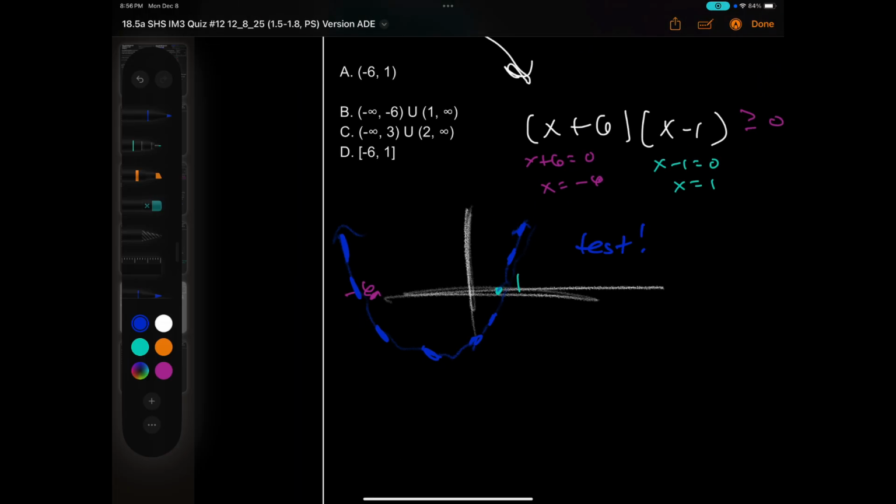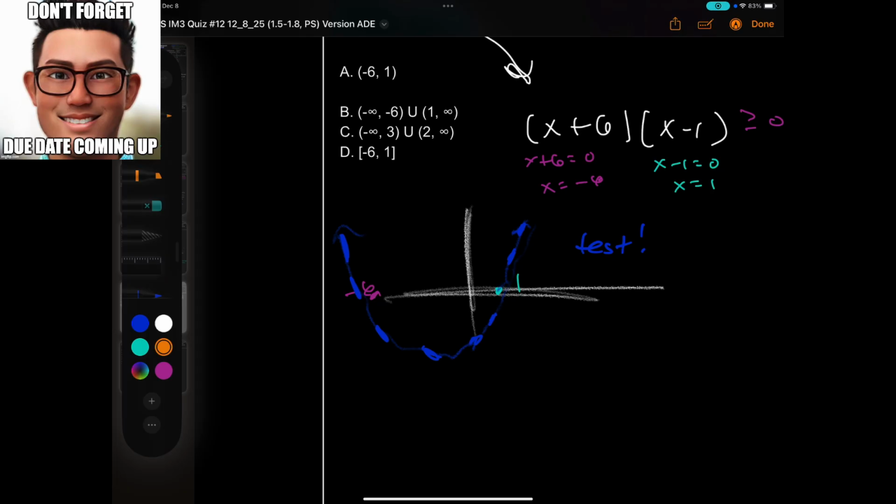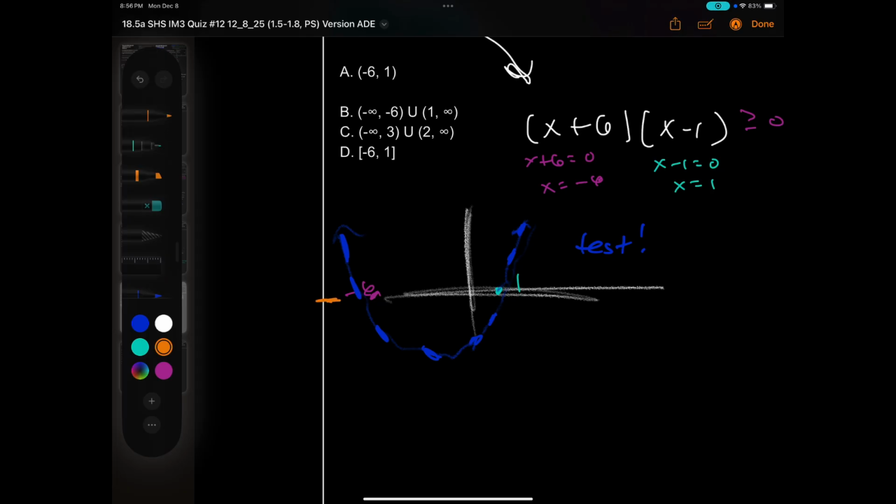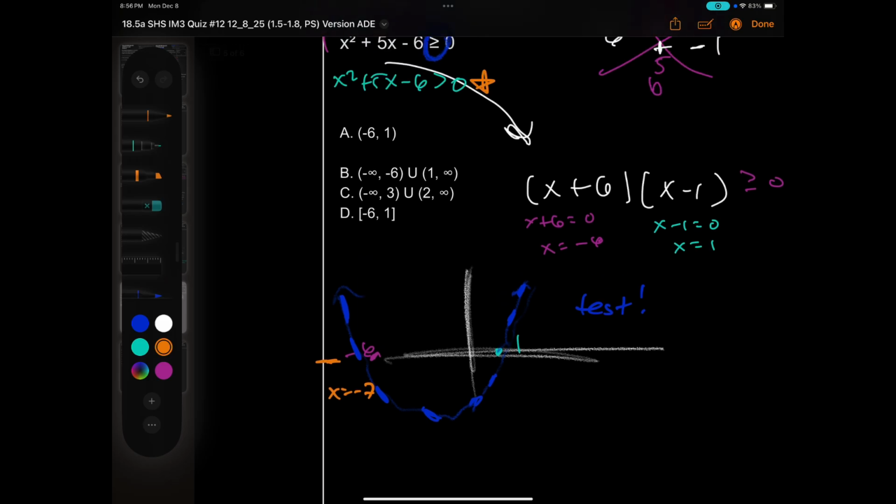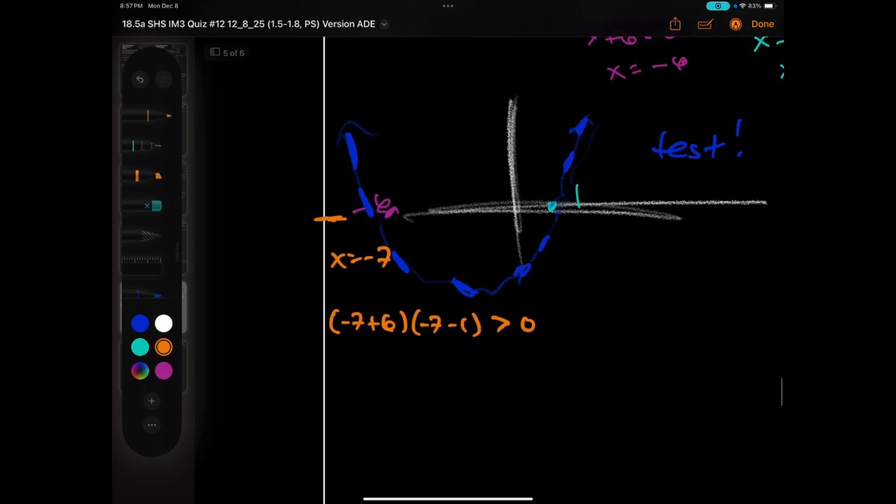And a common mistake for students is to test the numbers negative 6 and 1. That's not what we want. We're trying to test different regions. So over here, like x equals negative 7. Now you can put it back into here, the single star, or here with the 2 stars. I'm going to do that. So I'm going to do negative 7 plus 6, and negative 7 minus 1 is greater than 0. So negative 1, negative 8, and this is false. So don't shade right there.